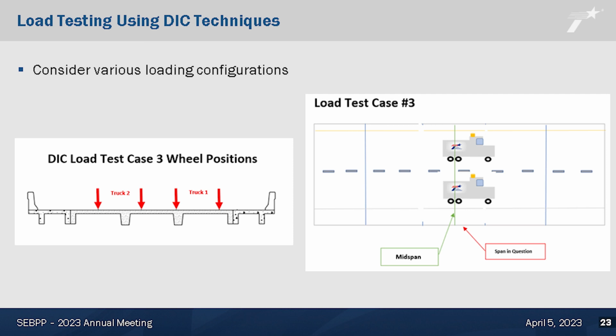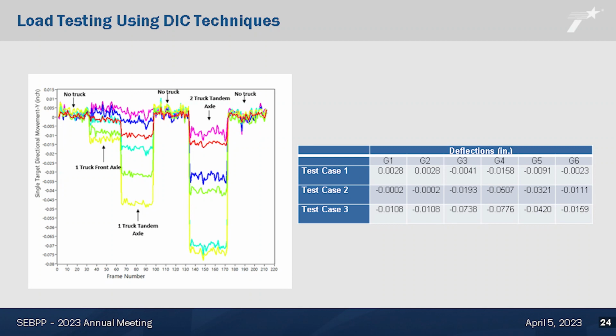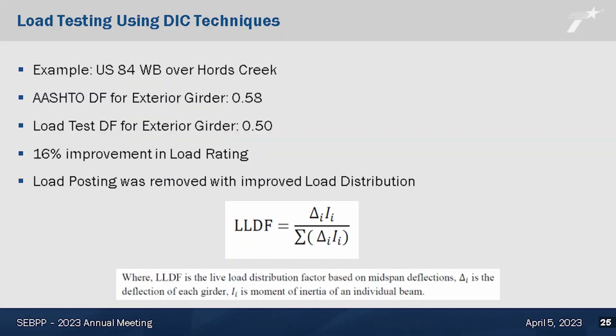So again, similar to traditional instrumentation, we consider different loading configurations, and you measure the deflections. A slight difference: the strain gauges that we used measured strain. This really more reliably picks up on deflections rather than strain. So using the deflections and moment of inertia for each of the respective beams, divided by the summation of the deflections and the moment of inertia for each of the respective beams, we're able to come up with a more reflective live load distribution factor of what we're seeing in the field.